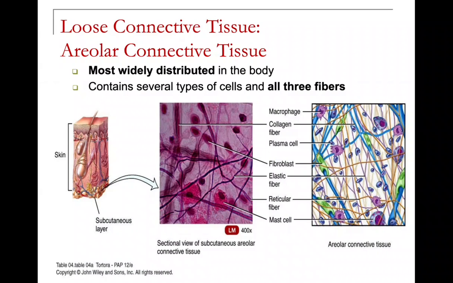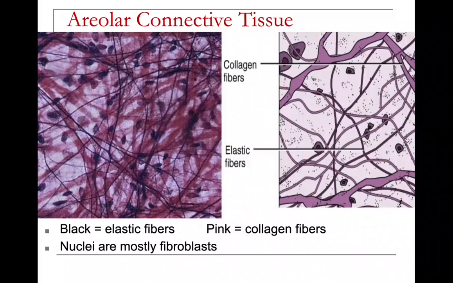Areolar tissue is the most widely distributed in the body. It has several types of cells and all three fibers. This would be like underneath your skin, in the subcutaneous layer. You can see you've got some cells, but lots of fibers in there. The black fibers are elastic, the pink ones are collagen, and the nuclei are mostly from the fibroblasts.